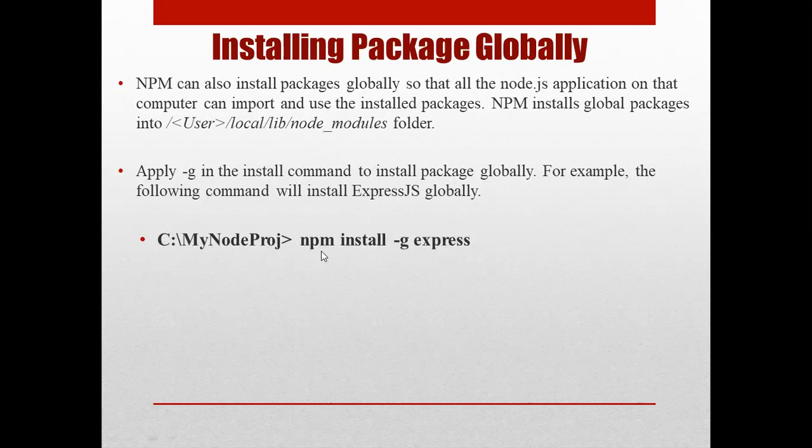Write the command npm install. After install, write dash g, that is, installing globally. Then express, this is the package name. So npm install space dash g space express. This command will install this package globally, so that all the Node.js applications on the system can import and use the Express package.